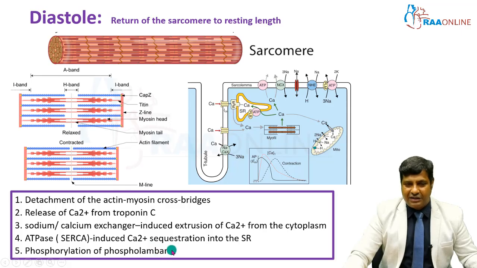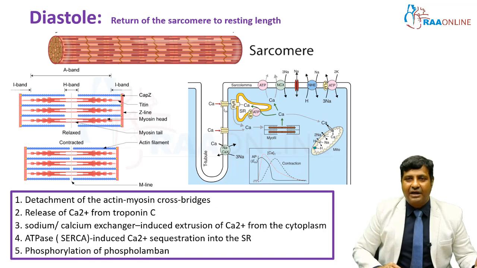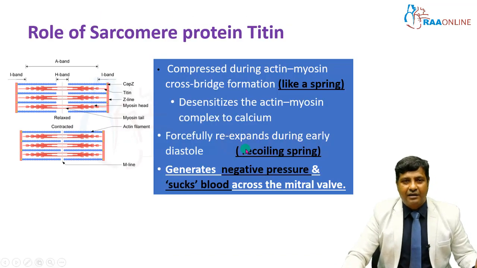This is the initial step to start reducing the intracellular calcium level, ultimately ending up in detachment of the actin and myosin cross bridges. Apart from the intracellular calcium level, there is another sarcomere protein called titin that plays a very important role in the diastolic period. So what is the role of this titin?